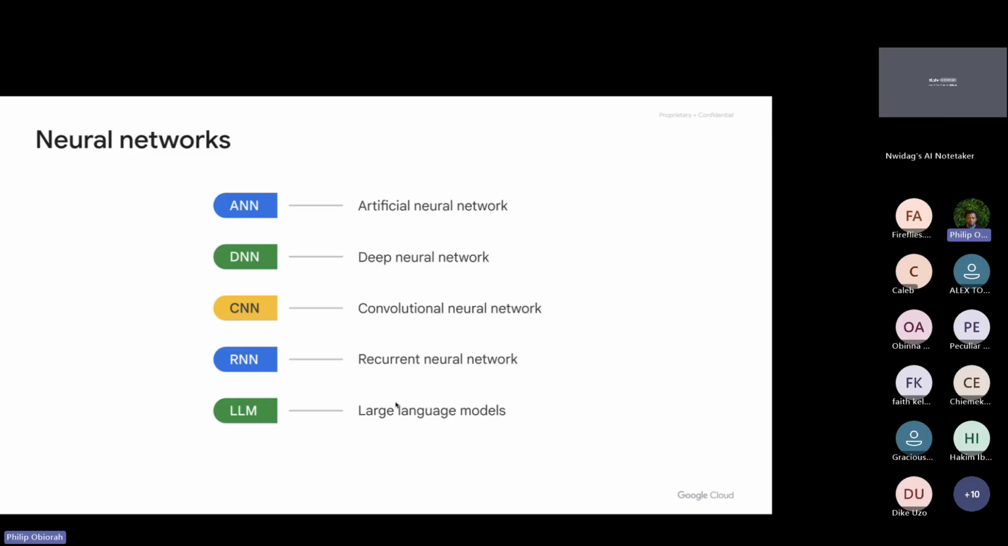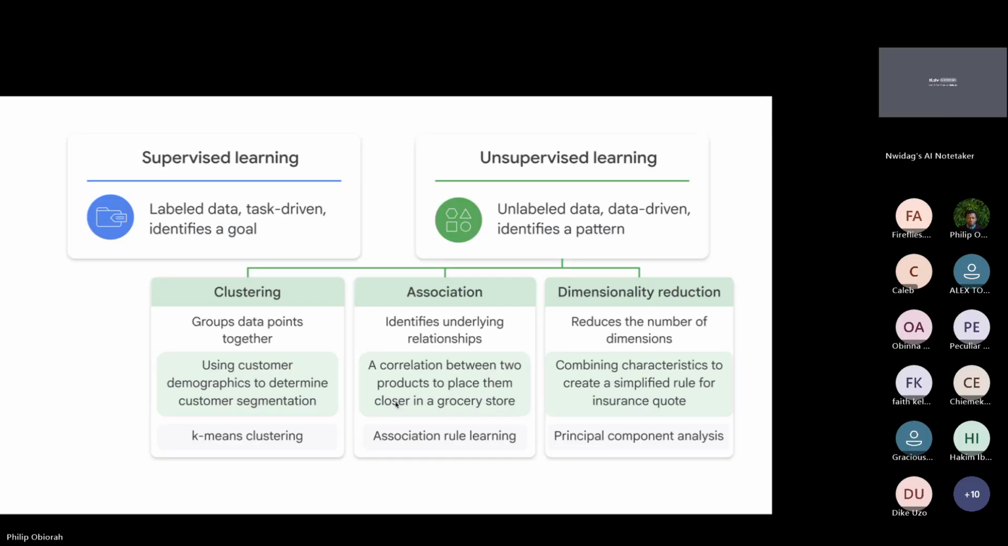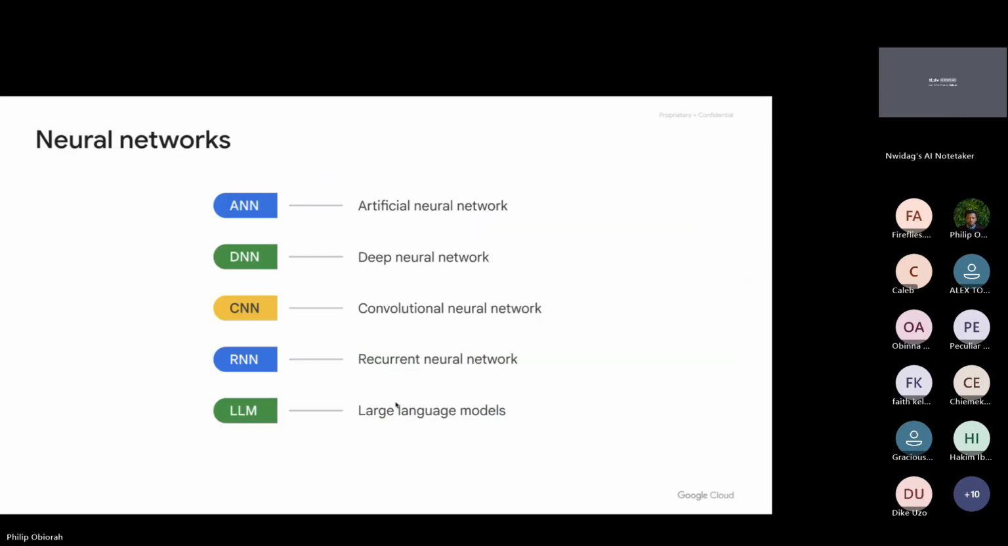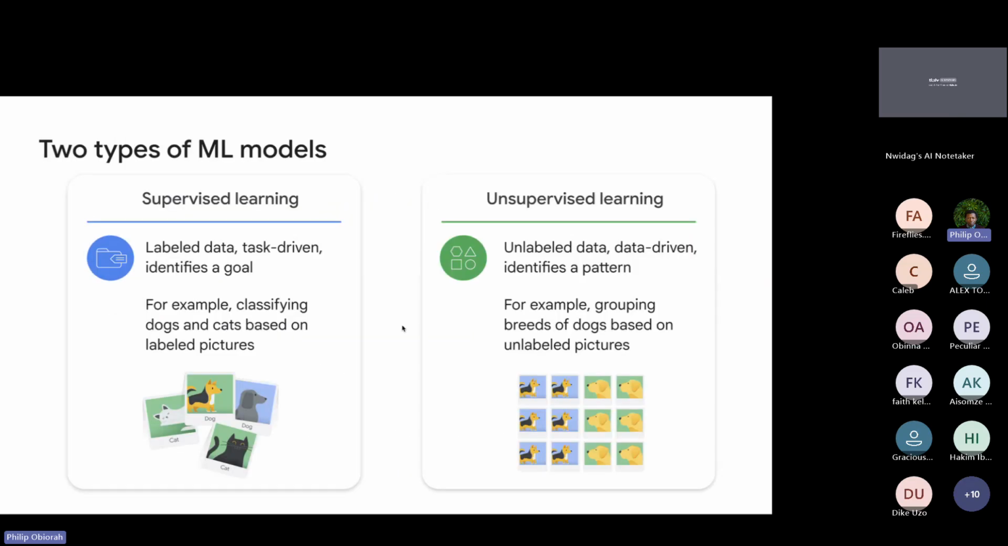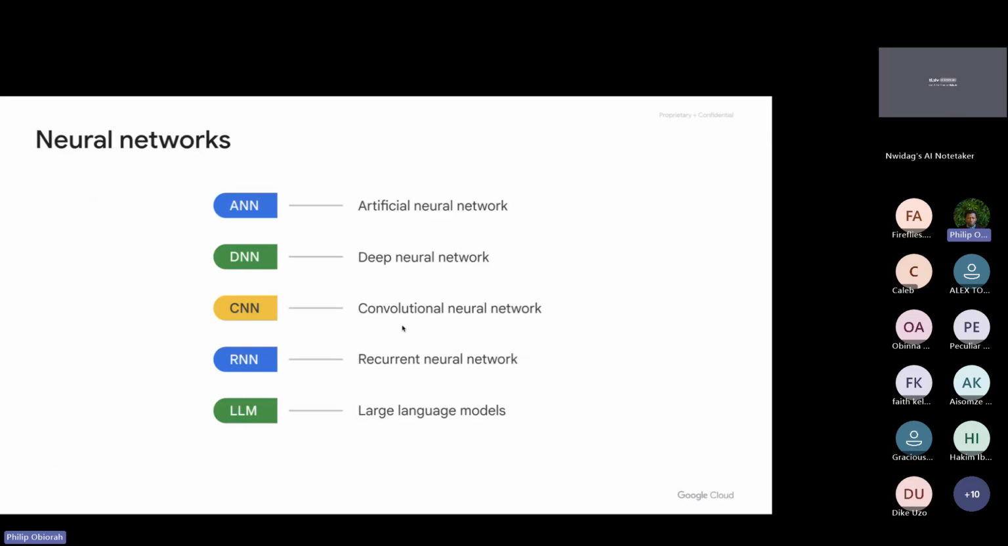Next, now let's look at neural networks. Remember in this diagram, we had the neural network under machine learning. They're also machine learning. They could also fall under deep learning, but they're all machine learning. So now let's look at the neural networks.